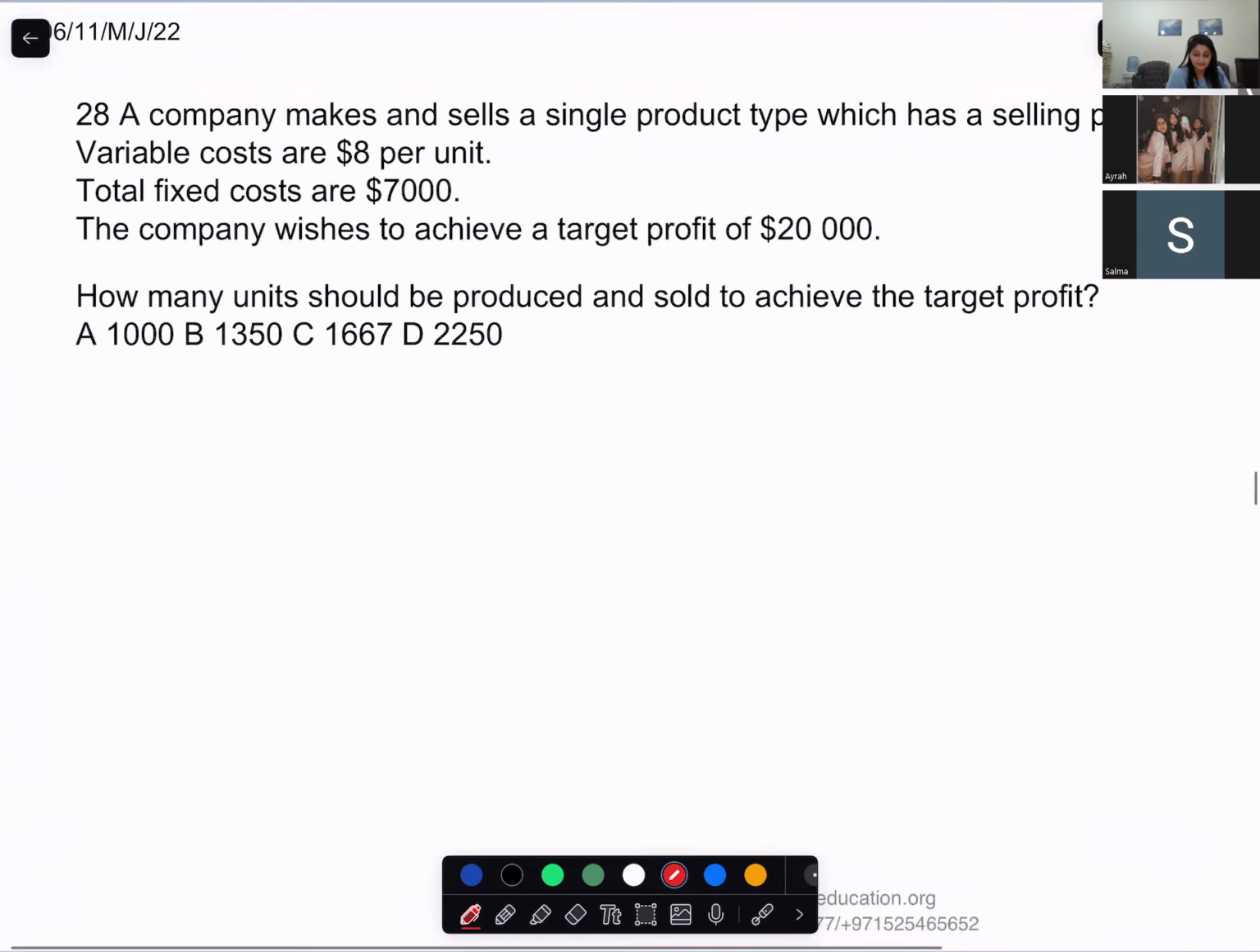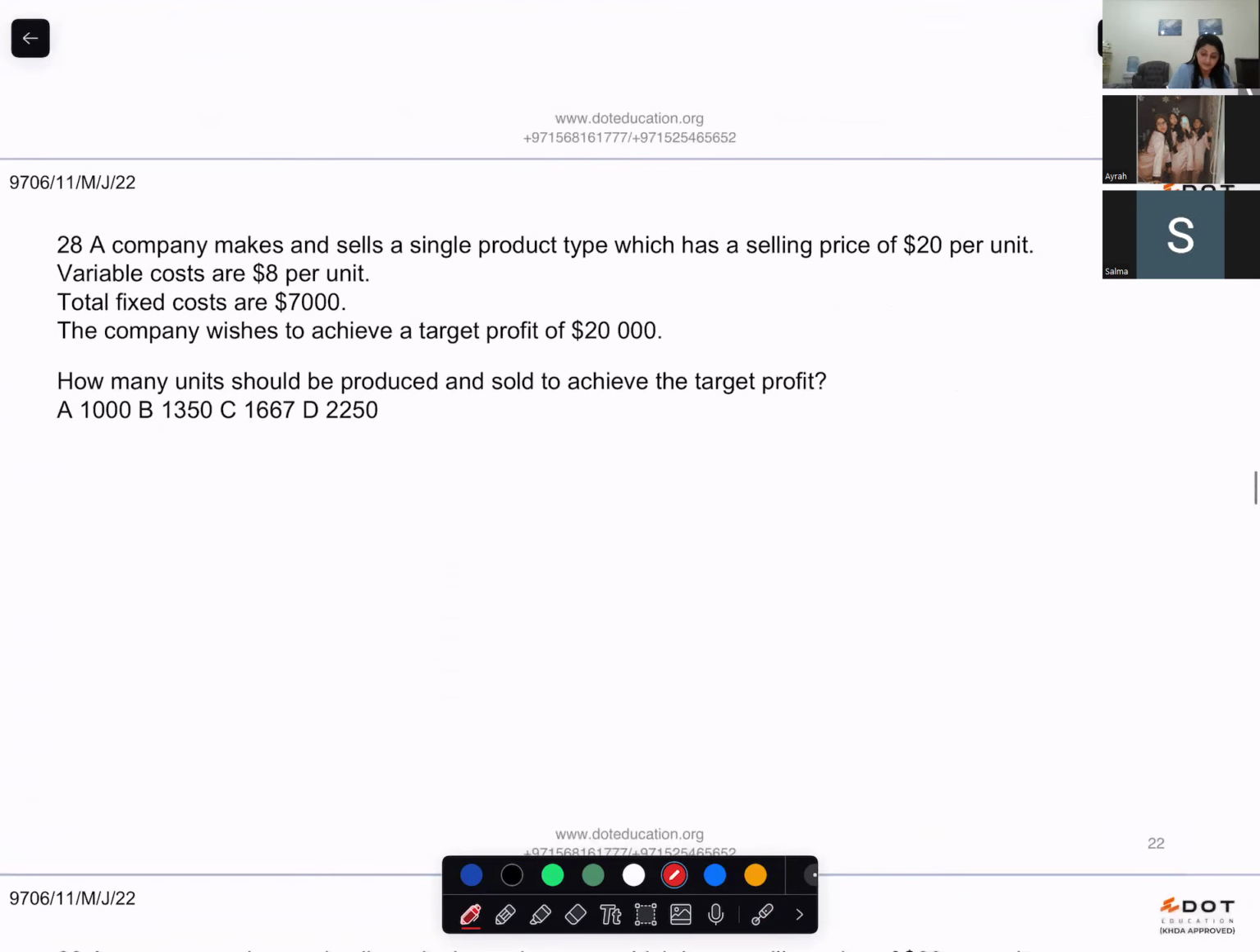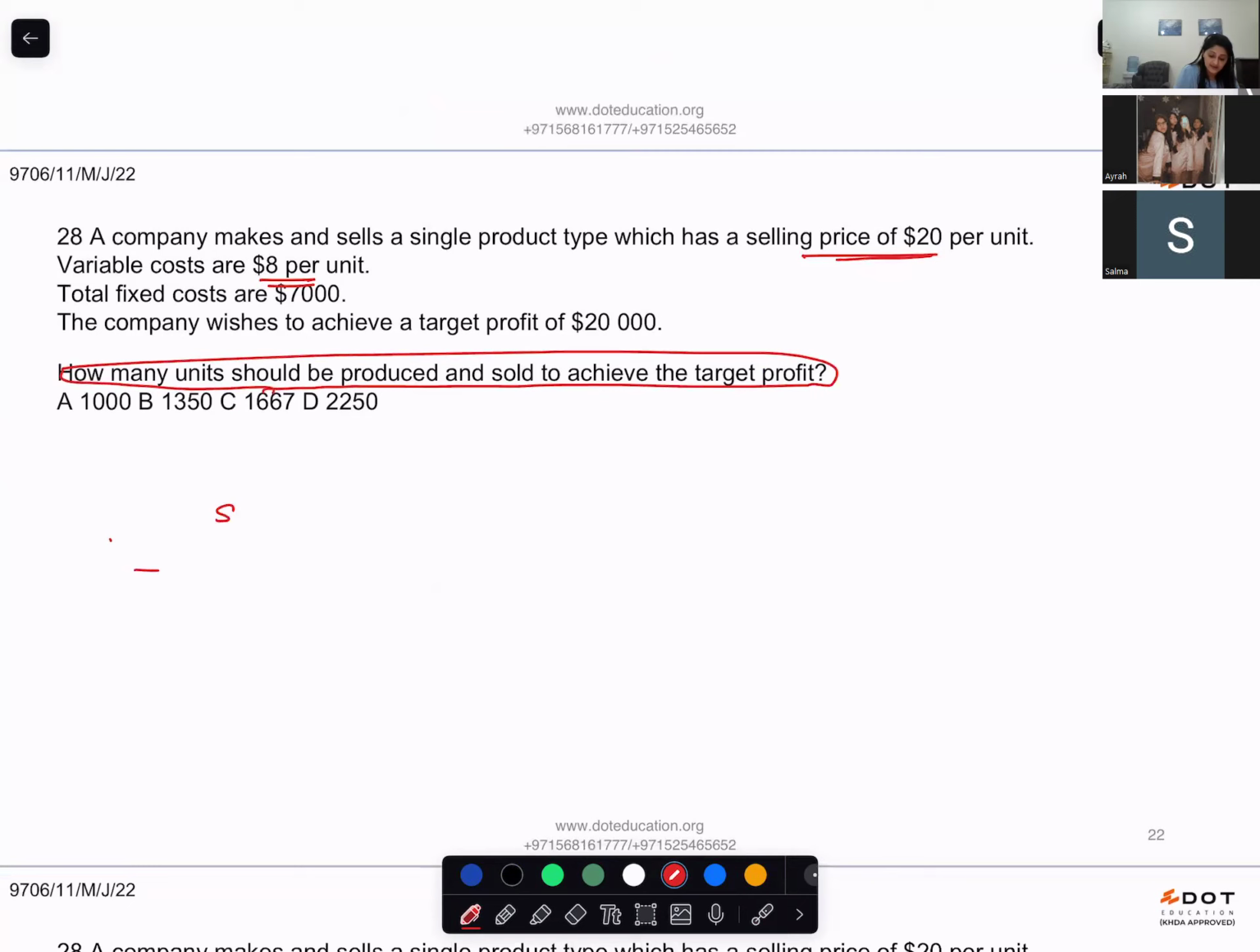A company makes and sells a single product type which has a selling price of $20 per unit. Variable costs are $8 per unit, and total fixed costs are $7,000. The company wishes to achieve a target profit of $20,000. How many units should be produced and sold to achieve target profit? So what will I do? Sales minus variable cost is contribution minus fixed cost is profit. Sales is 20. Variable cost is 8. Contribution is 12.